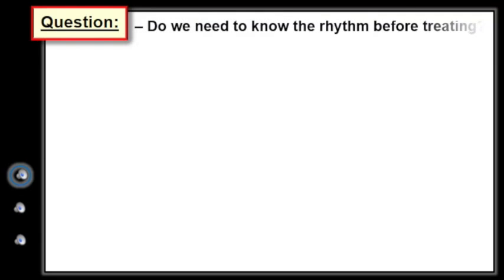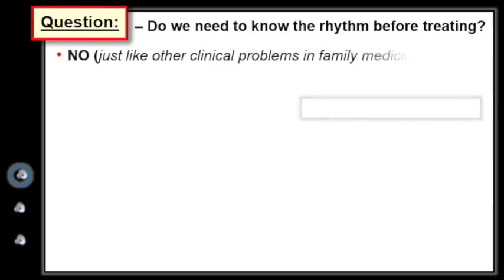An essential question to address regarding practical clinical management of cardiac arrhythmias in a primary care setting is whether we need to know precisely what the rhythm is before we begin our treatment. Fortunately, the answer is no, just like it is for so many other clinical problems in primary care. We do need to know if the rhythm is likely to be benign, but we don't necessarily need to know exactly what the rhythm is.